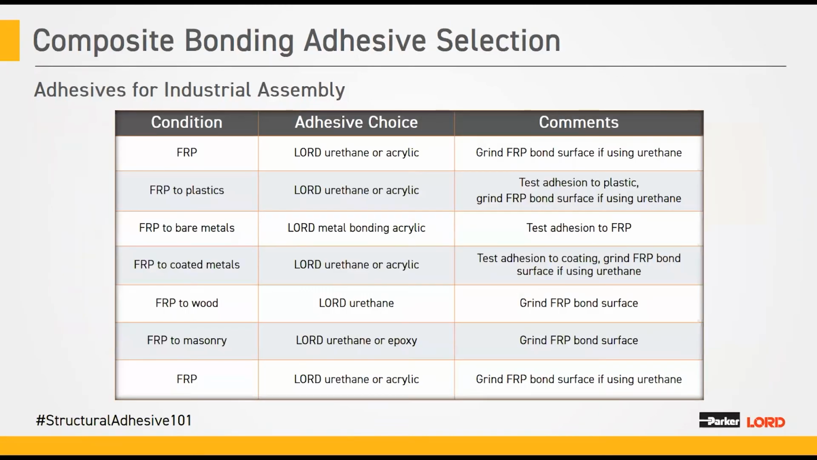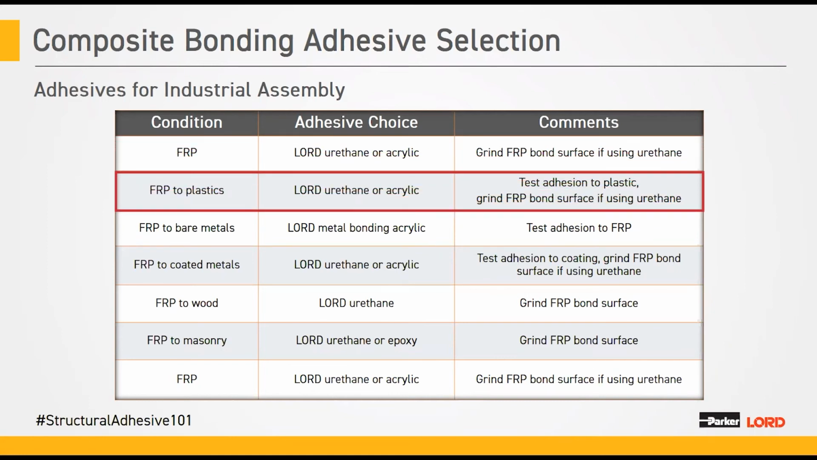So when we're selecting an adhesive, I've touched on it briefly on the previous slides. We just look at the materials themselves and how they're bonded and then which adhesives we would choose, and then potentially some comments on what we would want to do. FRP, we typically recommend either an acrylic or a urethane due to the faster cure rates of those two products. Certainly an epoxy can be used. You oftentimes end up grinding the surface of the FRP if it's a urethane or using a release material itself to prepare the surface.